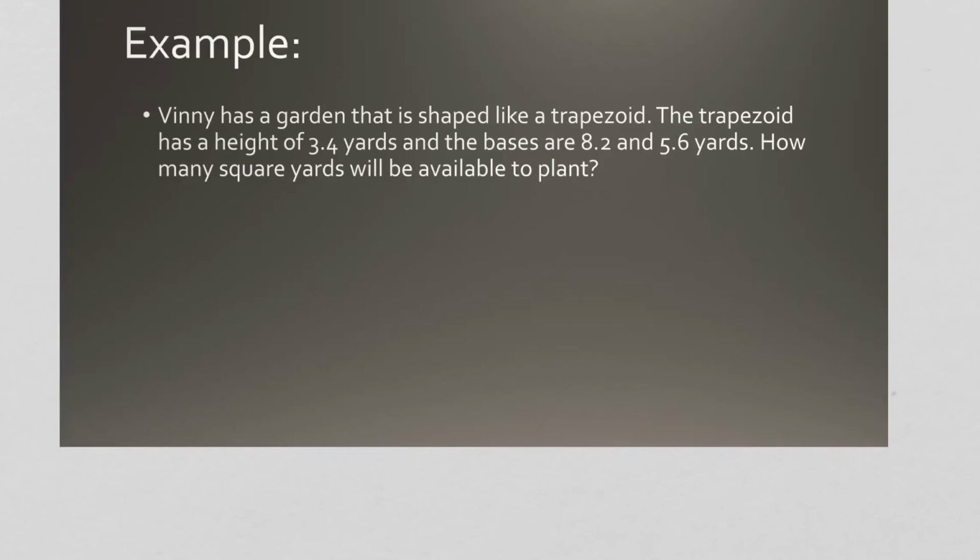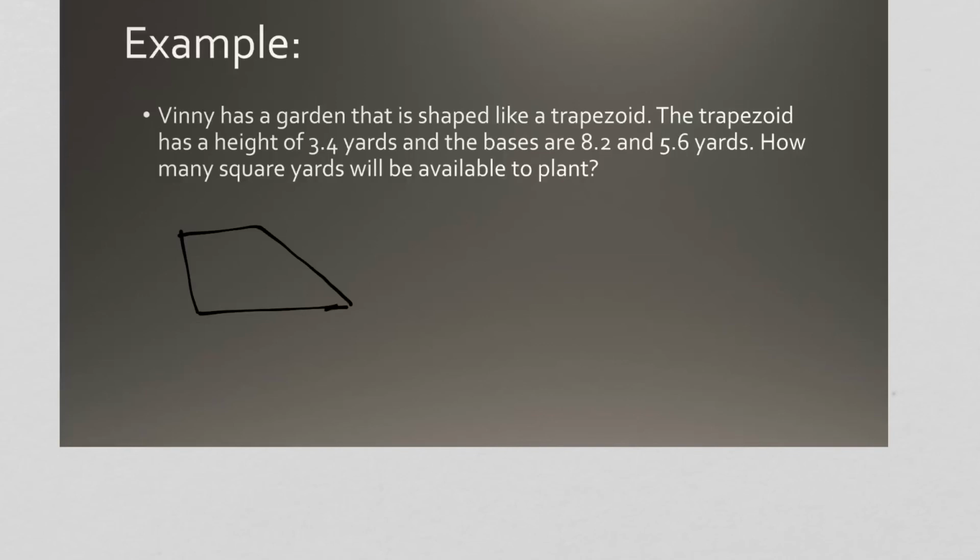Okay, so in this one it says, Benny has a garden that is shaped like a trapezoid. The trapezoid has a height of 3.4 yards, and the bases are 8.2 and 5.6 yards. How many square yards will be available to plant? Now, just so you know, trapezoids can look like that as well. And I don't know that that's how his trapezoid looks, but I'm just saying that it could look like that. They don't really give us the picture.